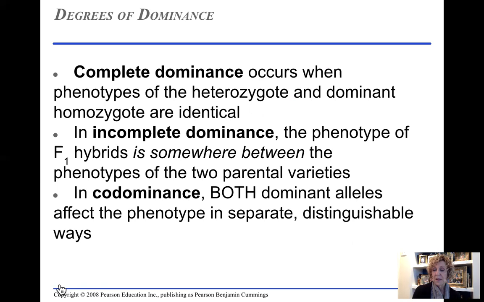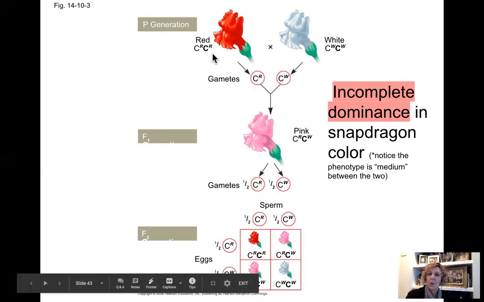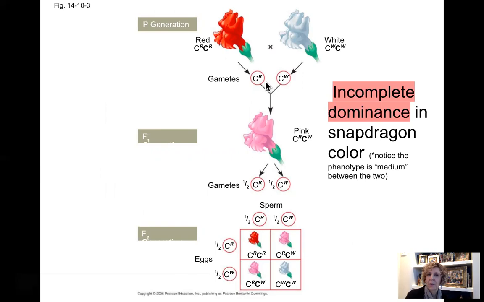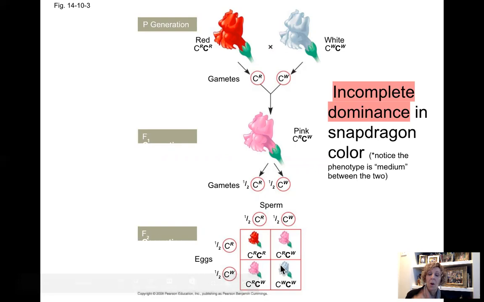And then in other cases, you have a codominant situation where you have both dominant alleles expressing in the phenotype. So here's an example of incomplete dominance in snapdragon color, right? So if you have a red parent, this is the red allele for color and the white allele for color. And you had gametes that produce this heterozygous offspring. Notice that the phenotype is pink, so it's halfway in between the two parents. And if you see that, then you know you have incomplete dominance. And you could see that in my cross here, I would have a 2 out of 4 chance of getting a pink flower, a 1 out of 4 chance of getting a red flower, or a 1 out of 4 chance of getting a white flower.